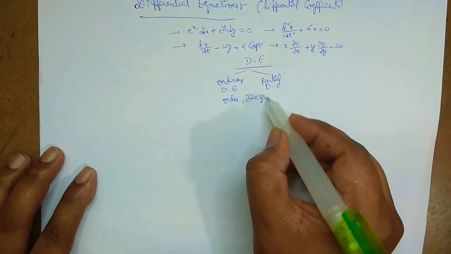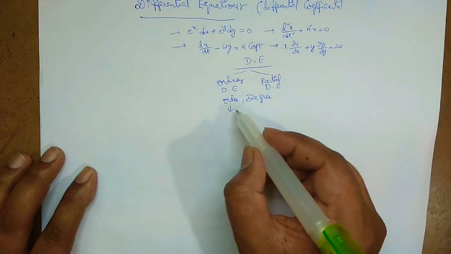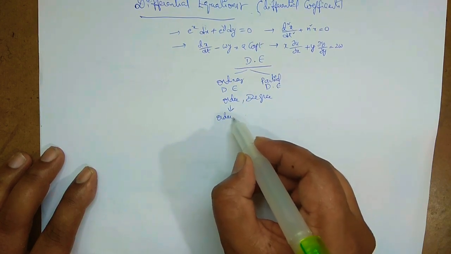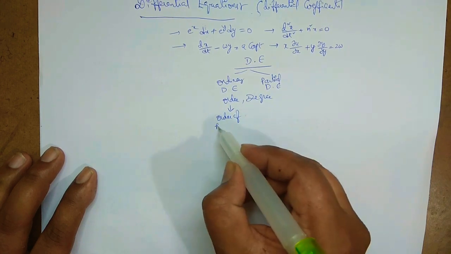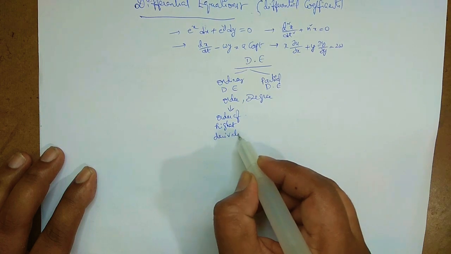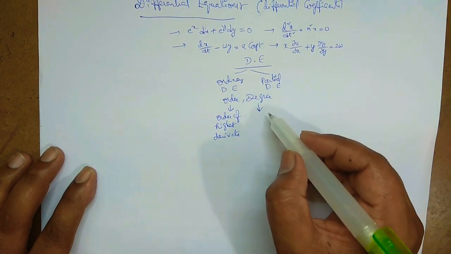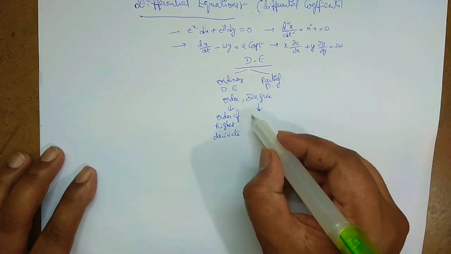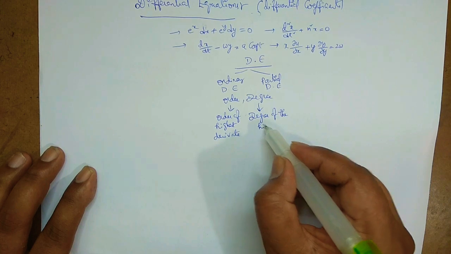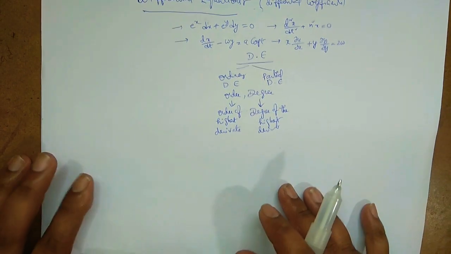Order, comma, degree. Okay, so order is the order of the highest derivative, and degree is the degree of the highest derivative. Okay, I'll give you examples here.